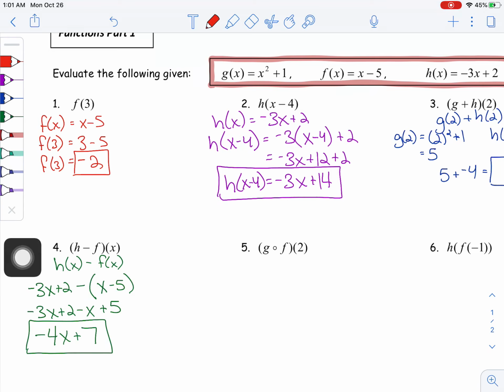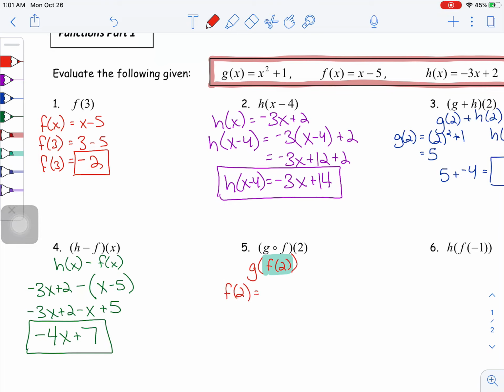Problem number 5, I'm, again, not sure if you've seen this notation before. This is read as g of f of 2. And there is a way to write this that's a little bit different, and it would be the g of f of 2. And mathematically, what you want to do is start with this inside set of parentheses here, figure out what that is equal to, and then use that value in the g function. So we're kind of going to start inside and work our way out.